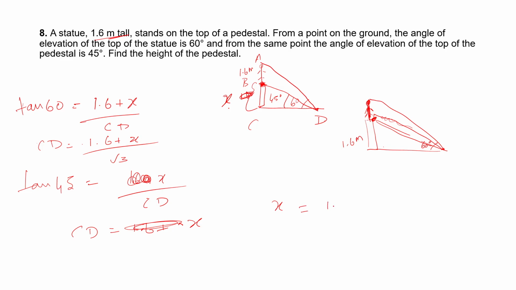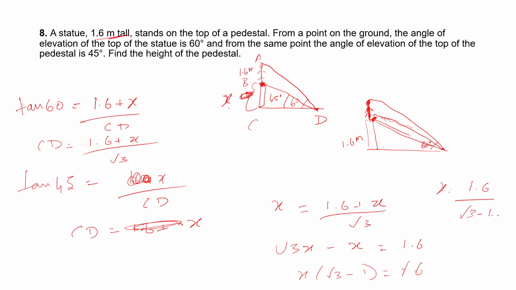So x is equal to 1.6 plus x by root 3. Cross multiply: root 3 x minus x is equal to 1.6. So x into root 3 minus 1 is equal to 1.6. So x is equal to 1.6 by root 3 minus 1. Yeah, this is the answer. If you want to simplify further, you can multiply and divide by root 3 plus 1 divided by root 3 plus 1, a plus b into a minus b, a square minus b square type. This I will show you.